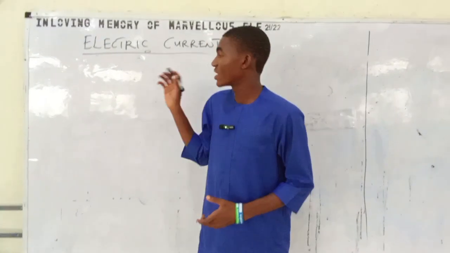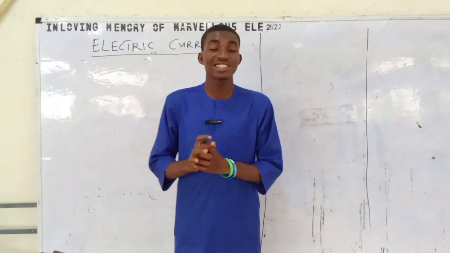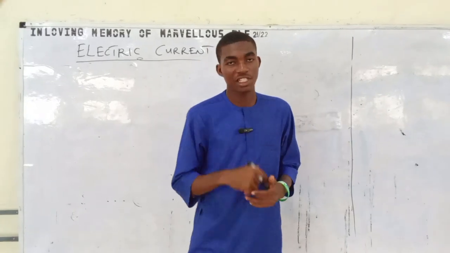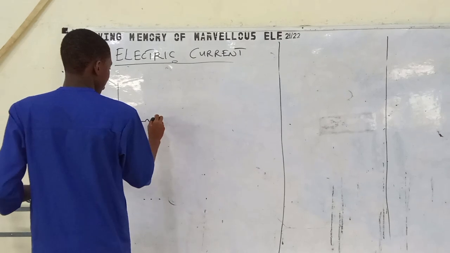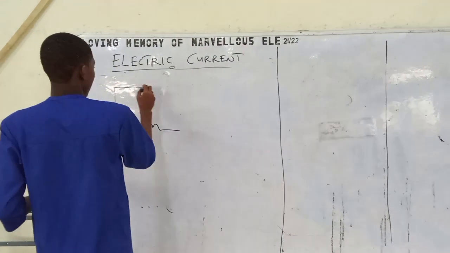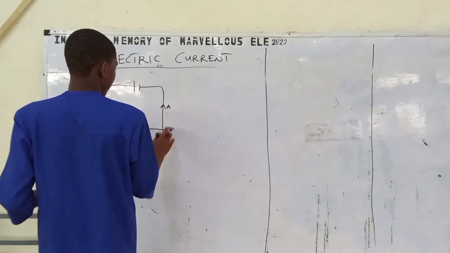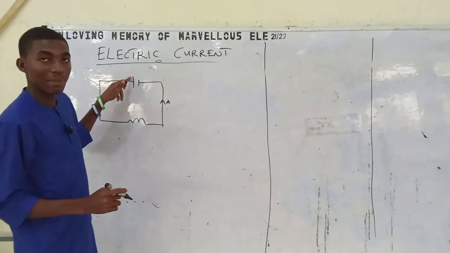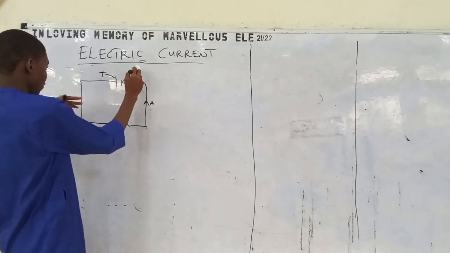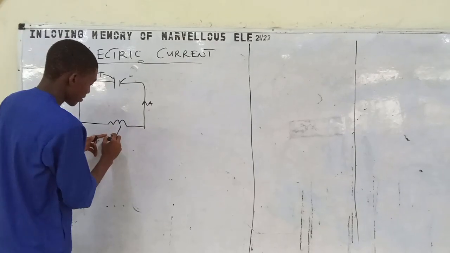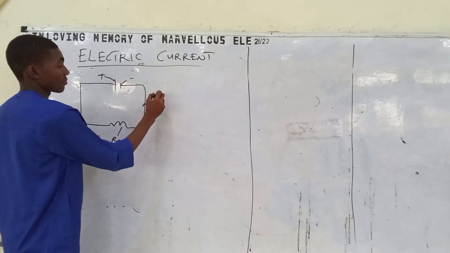So now, what is electric current? Electric current can be defined as the flow of electric charges, while electricity is the flow of electrons. Let's say for example, we have a circuit here. This is a simple DC circuit. We have our resistor, we have our cell, otherwise known as battery, and we have our current. This long terminal is known as the positive terminal, and this short one is known as the negative terminal. This is our resistor, and this is our current.